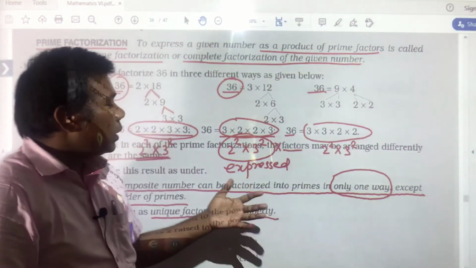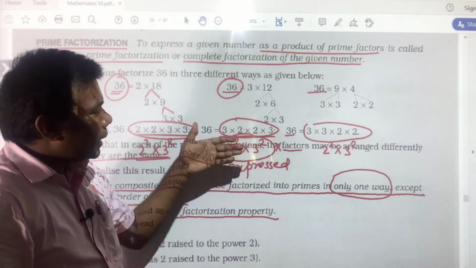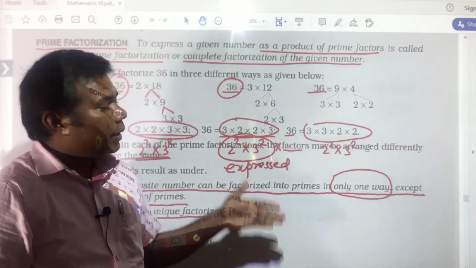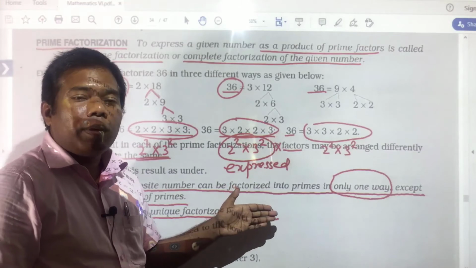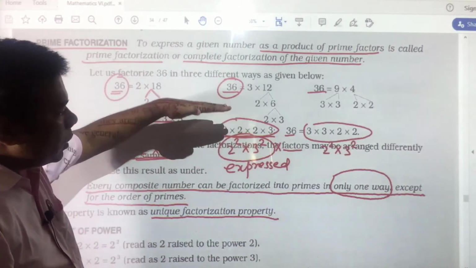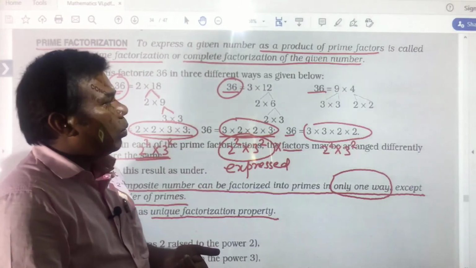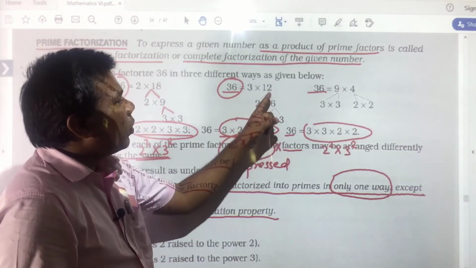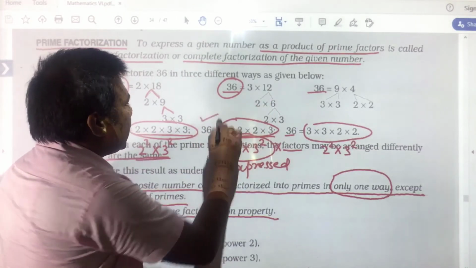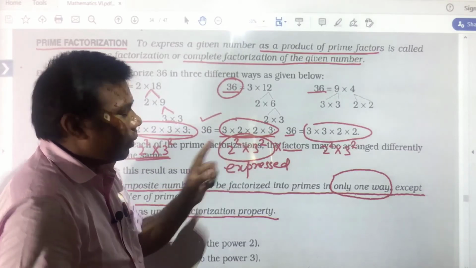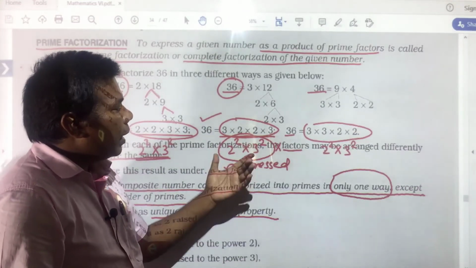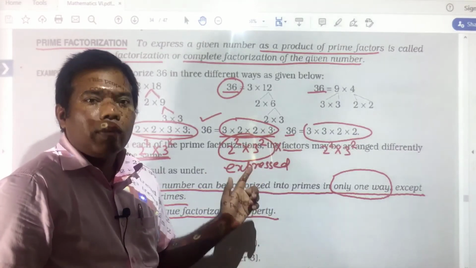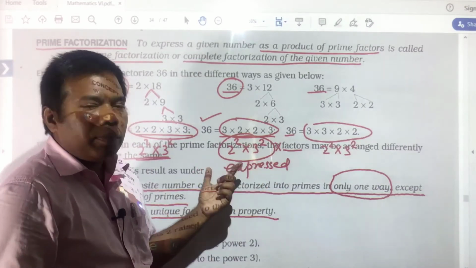Why am I giving you this much importance? Because the same thing is there in class 10th, and that is called the fundamental theorem of arithmetic. It is an easy thing; you only need to know that every composite number can be expressed as the product of primes. You can see 36 has been expressed as the product of primes, or any composite number you take can be expressed as the product of primes. The order of primes may be different; that is the only thing.